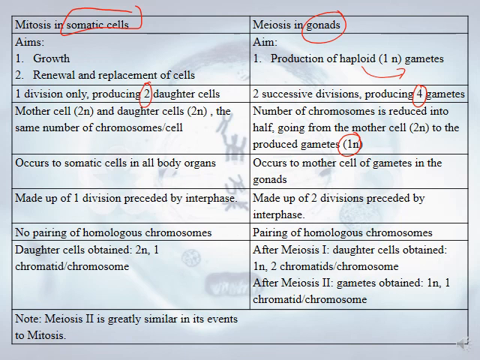Mitosis occurs in somatic cells in all body organs, while meiosis only occurs in mother cells of gametes in the gonads. Mitosis is made up of 1 division preceded by interphase, while meiosis has 2 divisions preceded by interphase. No pairing of homologous chromosomes in mitosis. Here we have pairing, which is the tetrads. Daughter cells obtain 2N, 1 chromatid per chromosome. So after meiosis 1, we have daughter cells 1N, 2 chromatids. After meiosis 2, 1N, 1 chromatid per chromosome.